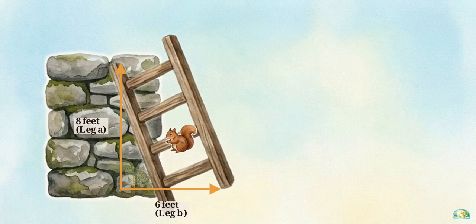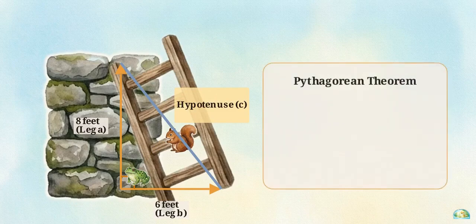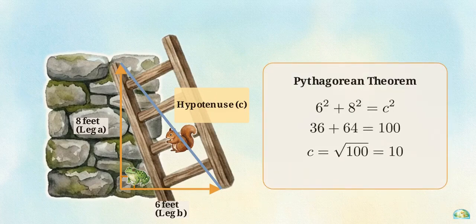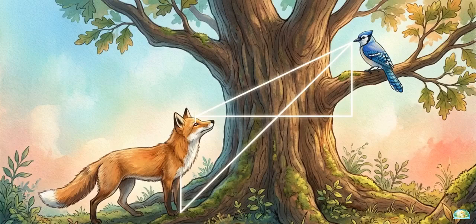The wall and the floor meet at a 90-degree angle, which identifies them as the A and B legs. Because the ladder leans directly across from that right angle, it is our hypotenuse. We add the squares of the legs. 6 squared plus 8 squared equals 100. The square root of 100 is 10, so the ladder is exactly 10 feet long. Solving a real-world problem depends on correctly identifying which physical objects represent the legs and which represents the hypotenuse.